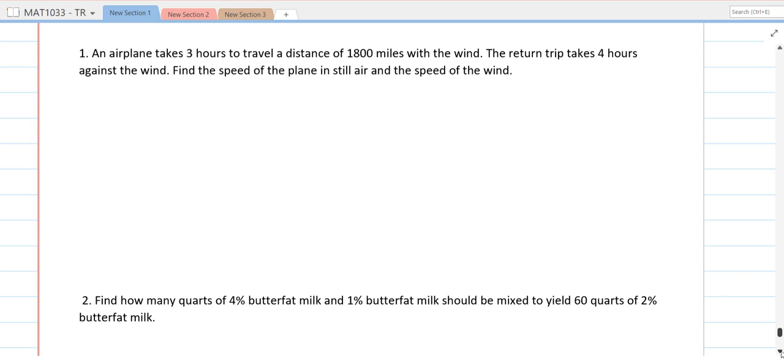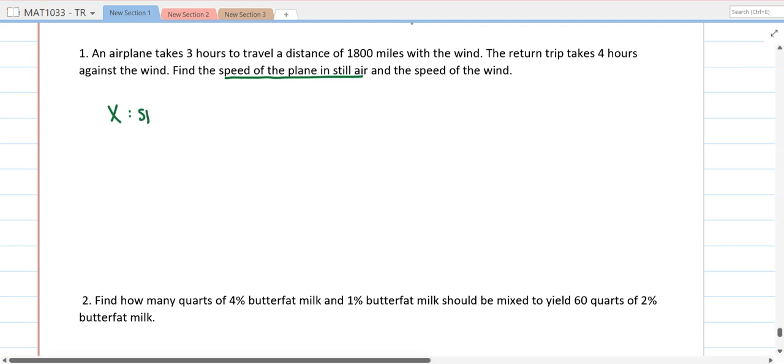Okay, so the distance is 1,800 miles, and then we have our speeds. What we want to do to set this up: the speed of the plane in still air, that's just how fast the plane is going, that's going to be x. So this is the speed in still air. But what's going to affect it is the speed of the wind, so we're going to make that y.